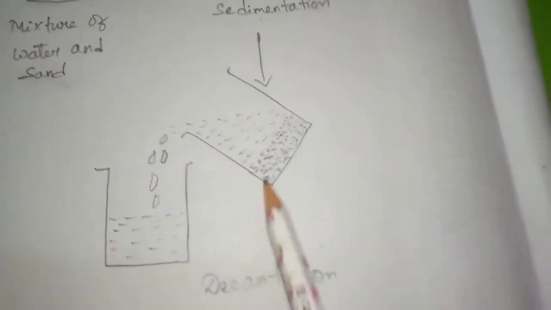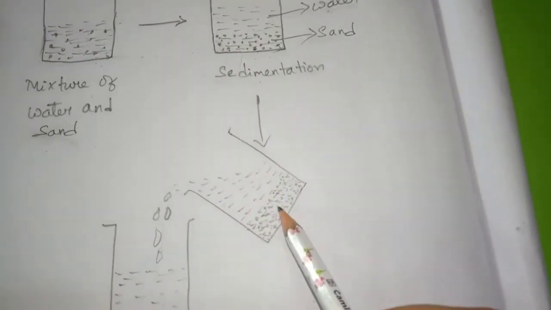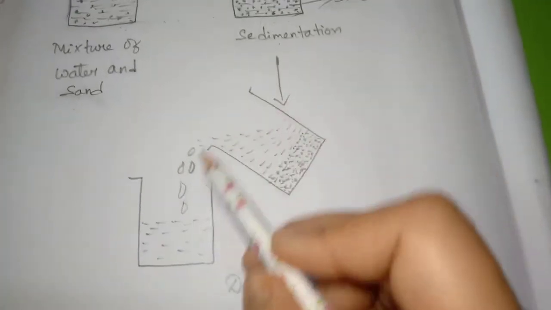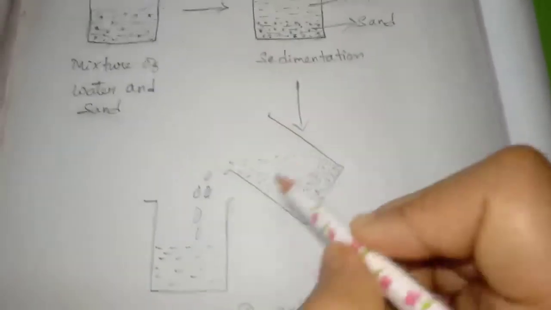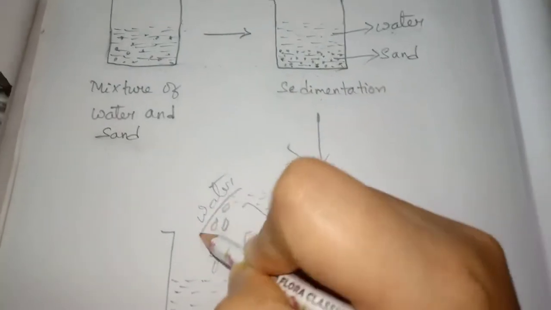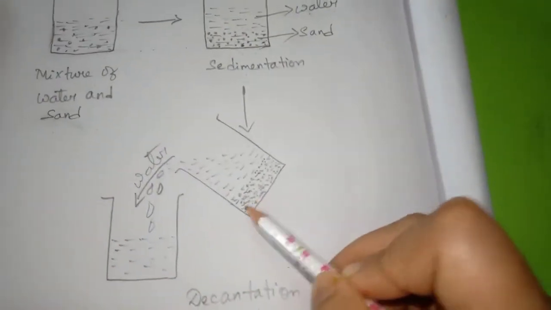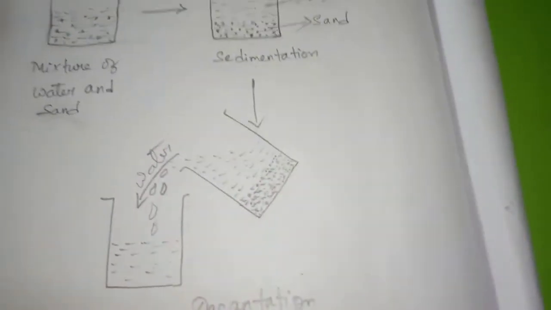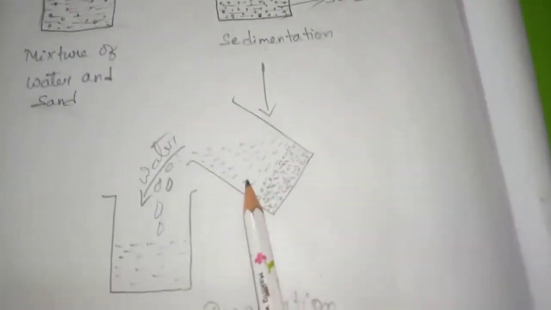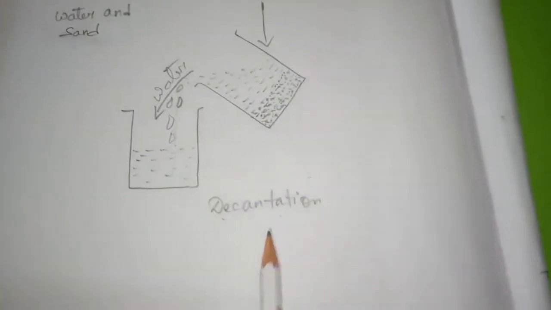So this removal of water from a mixture after it has settled down is called decantation. What we are removing from this glass is water. We are removing the water and taking it into another glass, and only the sand particles will remain here. In this way we have separated the water and the sand. So this method is called decantation.